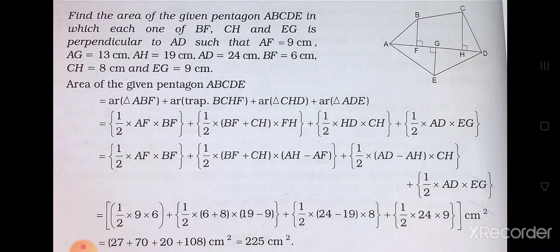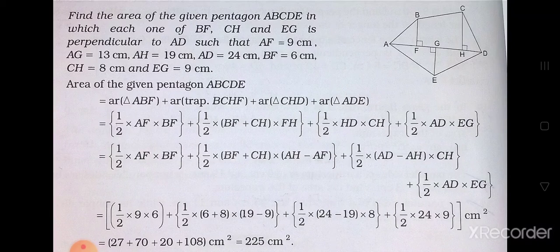Here in this question you have to find the area of the given pentagon, that is ABCDE, in which each one of sides, that is BF, CH and EG, is perpendicular to AD, such that AF equals 9 centimeter, AG equals 13 centimeter, AH equals 19 centimeter, AD equals 24 centimeter and BF equals 6 centimeter, CH equals 8 centimeter and EG equals 9 centimeter. So all the sides are given in this figure. Now we have to find the area of this pentagon.